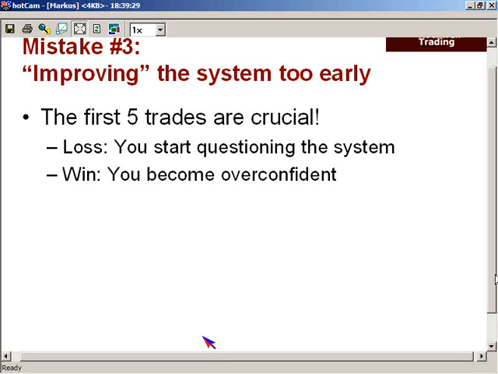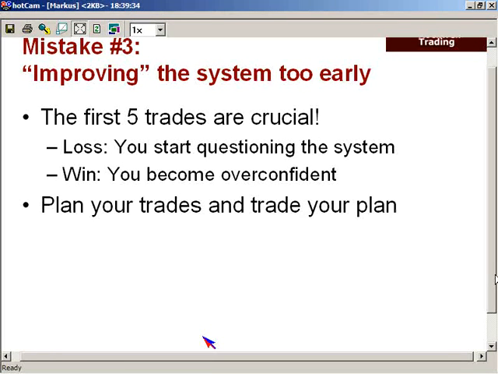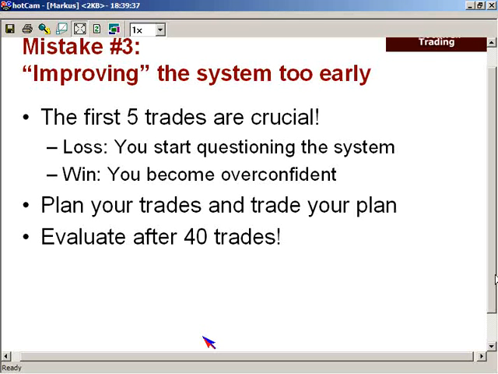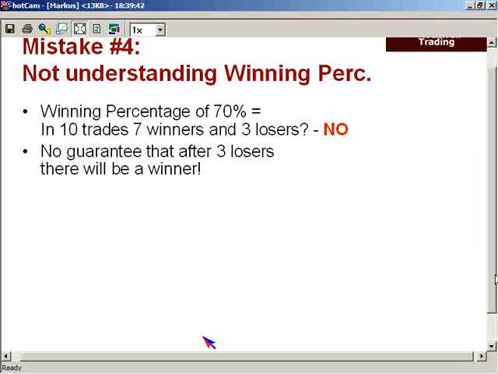Think about the 6 mistakes of traders. One mistake is letting emotions get in your way. You need to control your emotions here. Plan your trades and trade your plan. Evaluate after 40 trades. Mistake number 4, not understanding winning percentage. And I think this is the last mistake that we have here, and then we go into the questions and answer session.